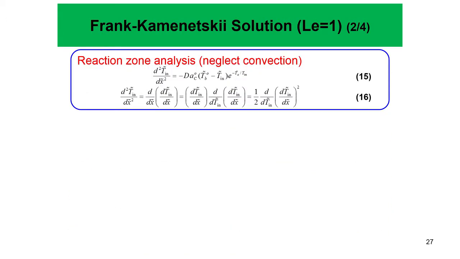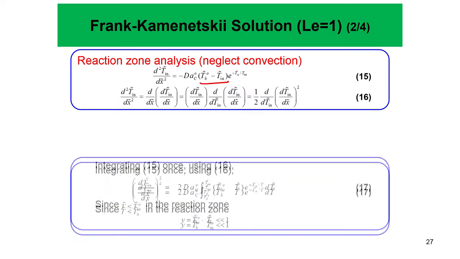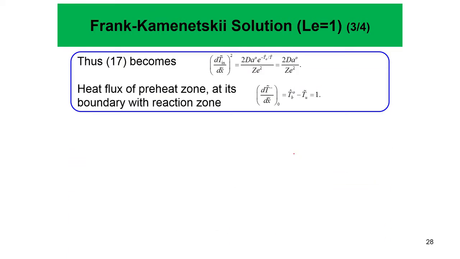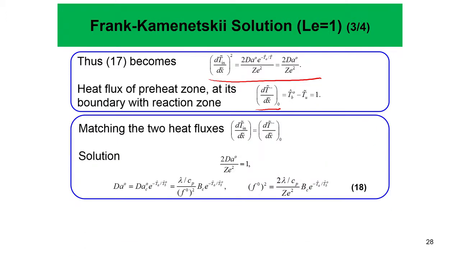Then we did the reaction zone analysis, where we substituted y to be Tb0 minus T in, and then we integrated in this form and found that dT in by dx squared at x ig is essentially equal to 1, and then we matched it. We found this very nice expression for F0 squared. This is what is in the slides essentially for Lewis number 1, but we have not done it in the analysis.